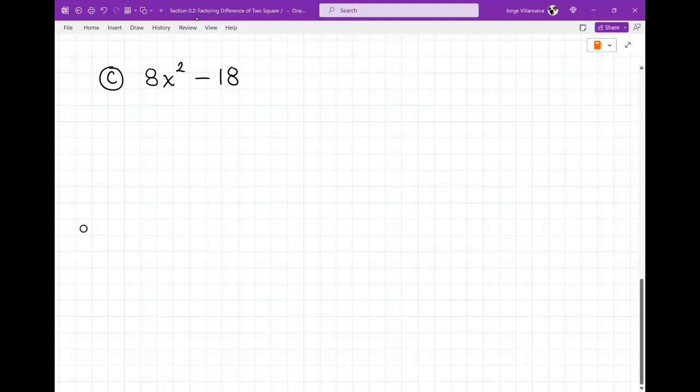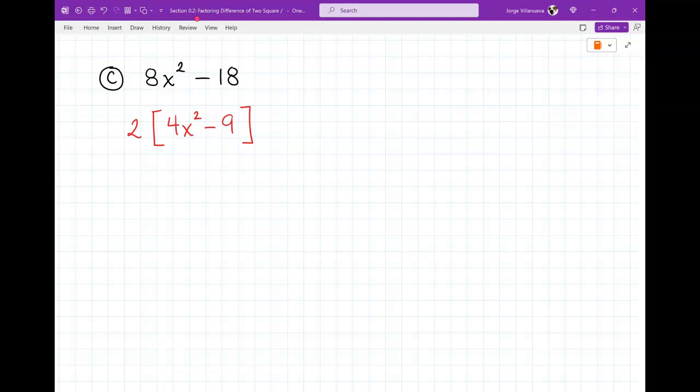A 2. Is that the biggest number? Because 4 divides 8, but it doesn't divide 18, right? 8 divides 8, but it doesn't divide 18. So 2 seems to be the best option, right? So I'm going to take out a 2 first, okay? And I'm going to use a bracket here just to isolate it a little bit better. If I take a 2 out from 8x squared minus 18, I end up with 4x squared minus 9.